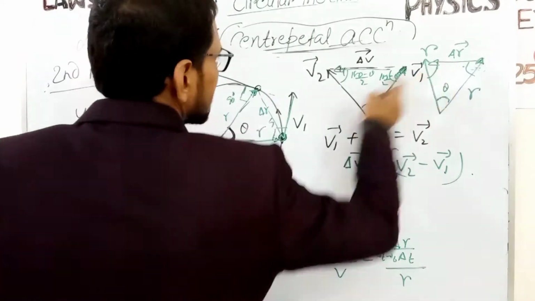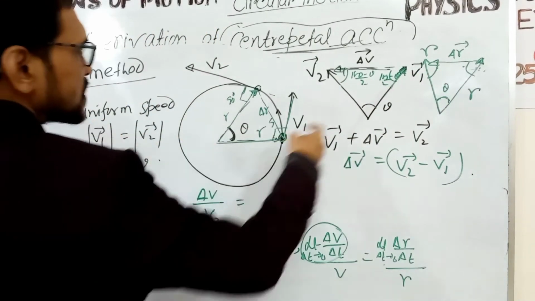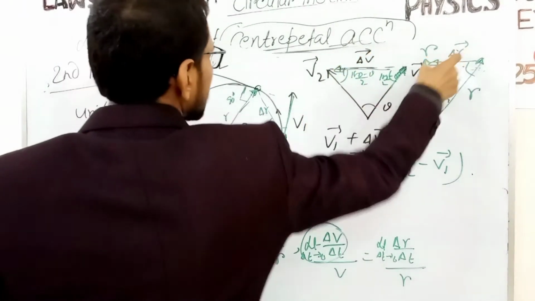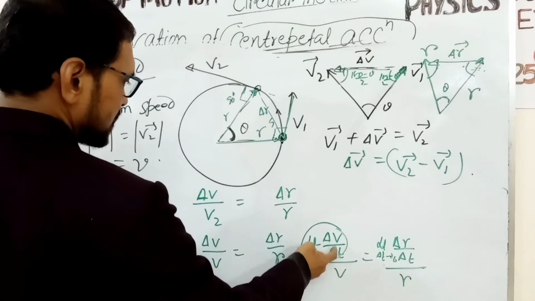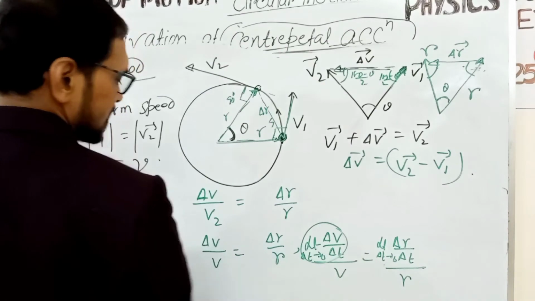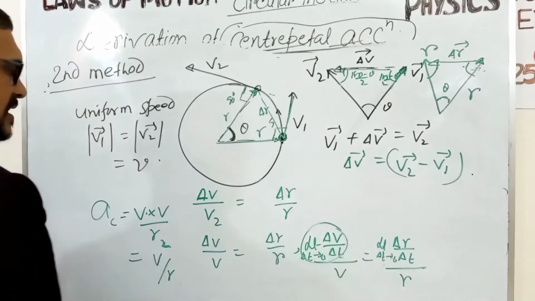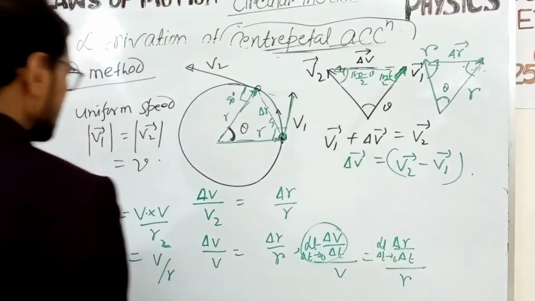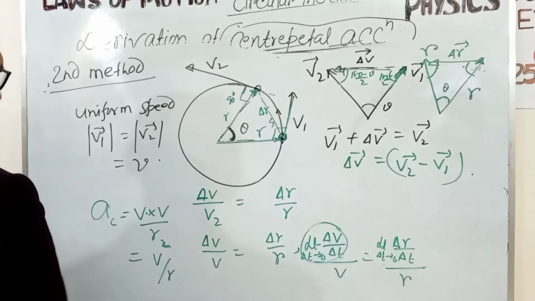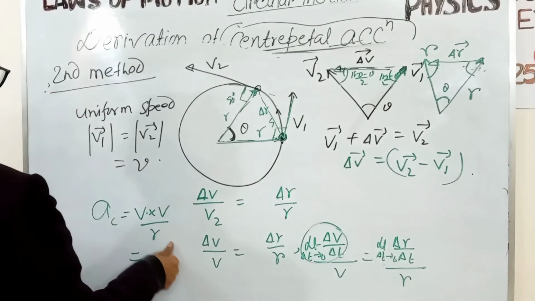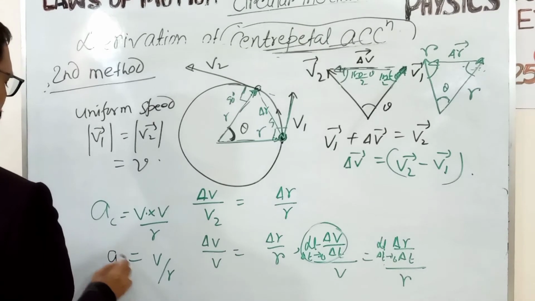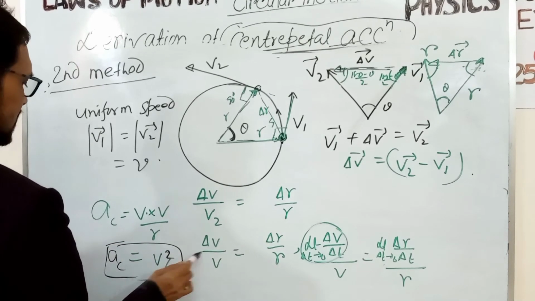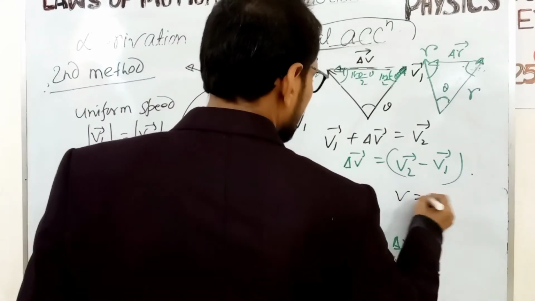This triangle and this triangle are similar triangles. For similar triangles we can write this by this equal to this by this. If we divide by del t on both sides and take the limit, then this equals the centripetal acceleration, and this is actually v. So v by r, v into v by r. So that's why we get acceleration equal to v square by r.